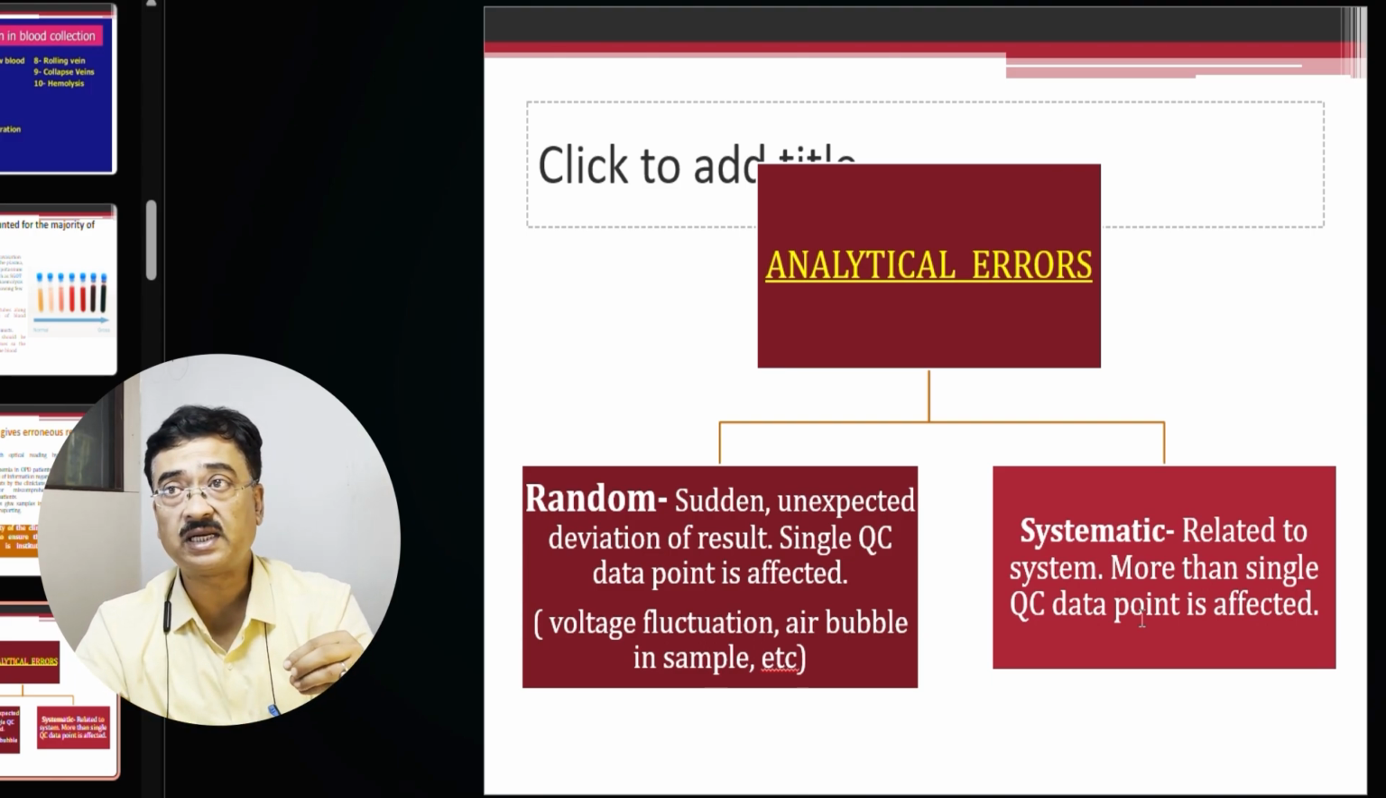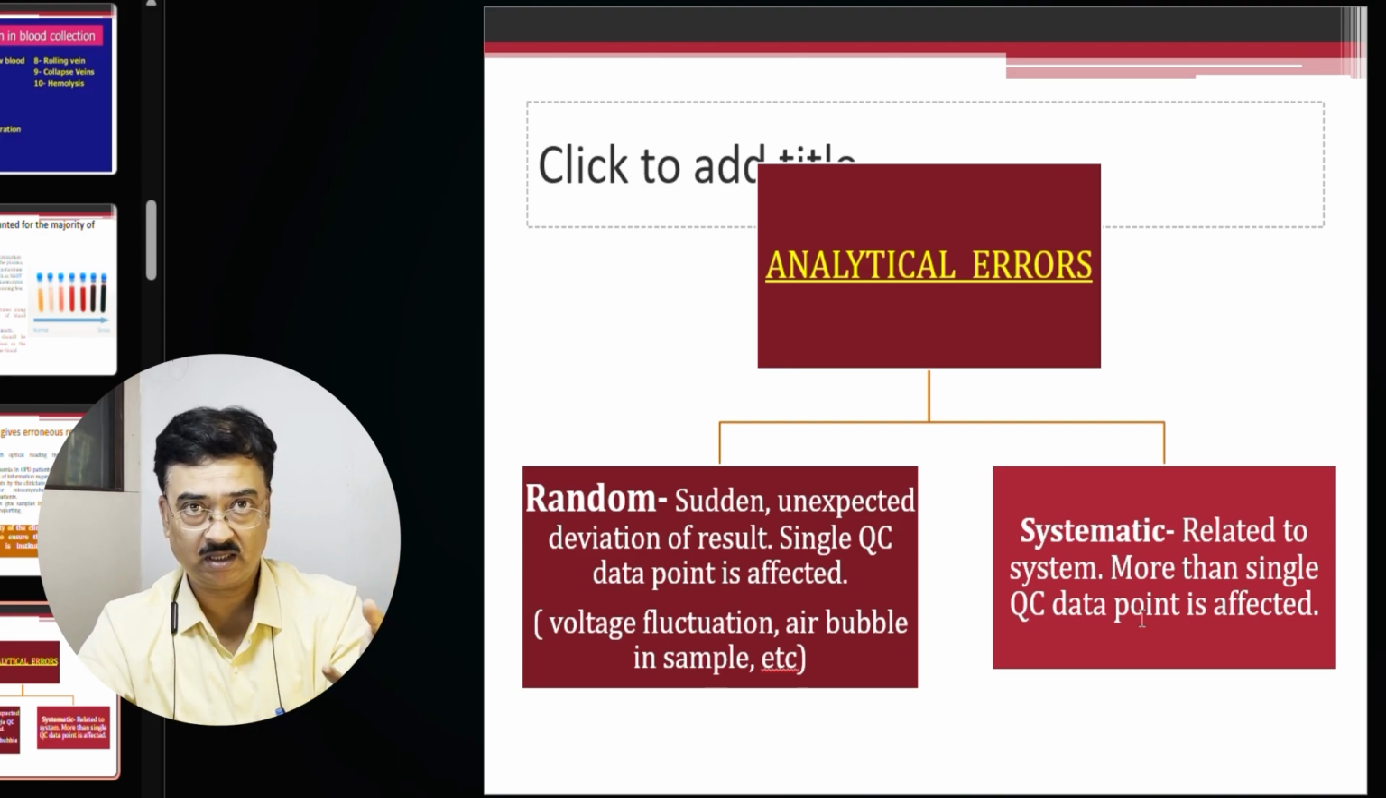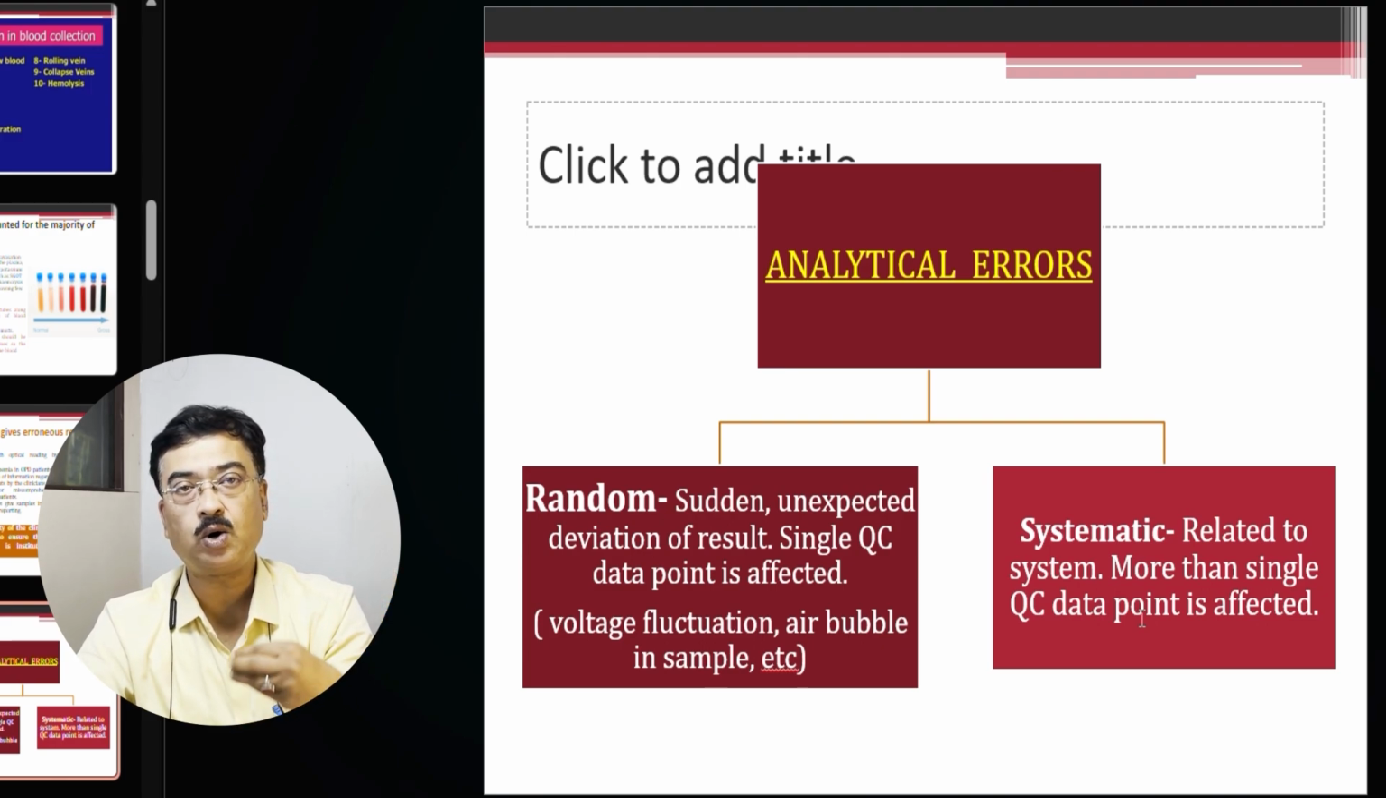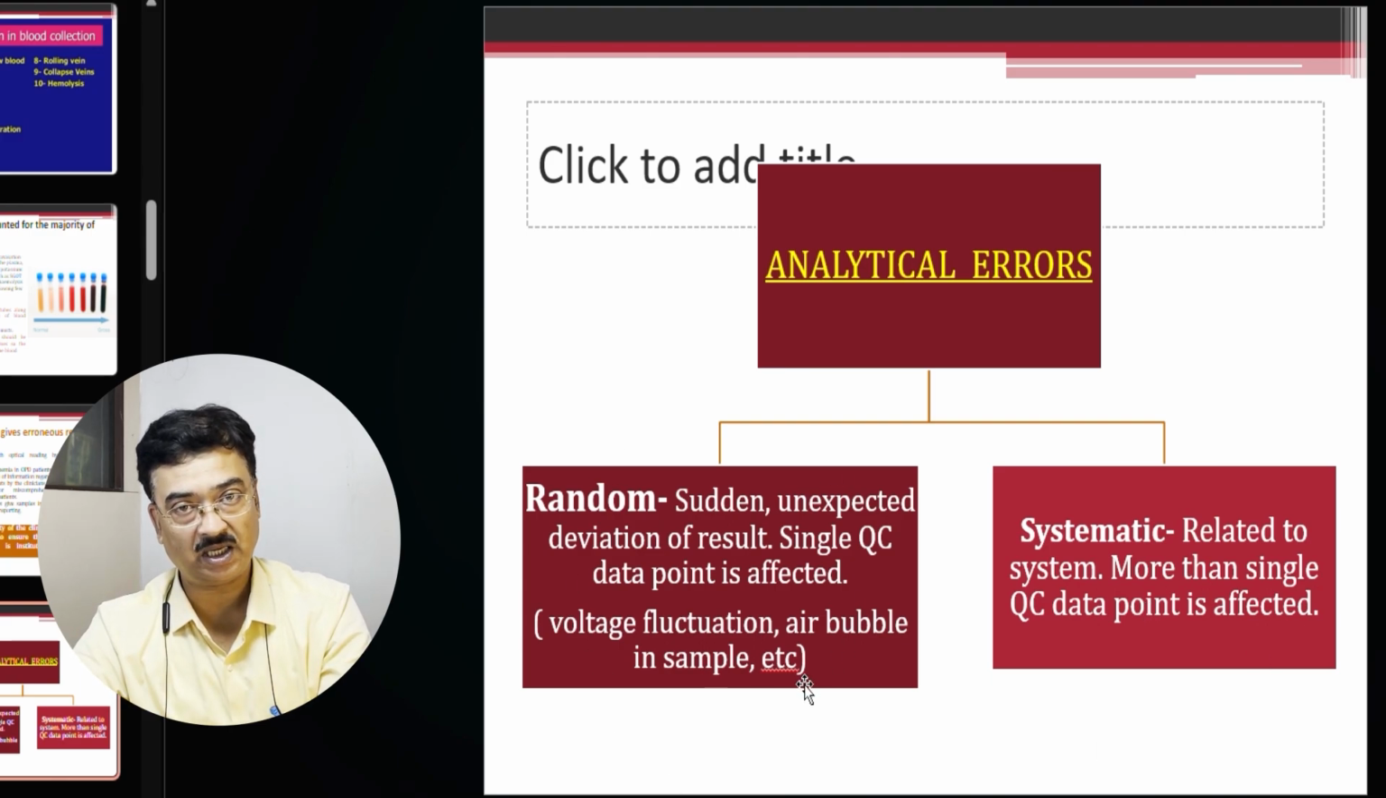Random error means the error happens all of a sudden, and there is no definite reason found. This error may or may not be repeated in the future, and there is no guarantee that it will not be repeated again. So random error is a sudden, unexpected deviation of the test result.